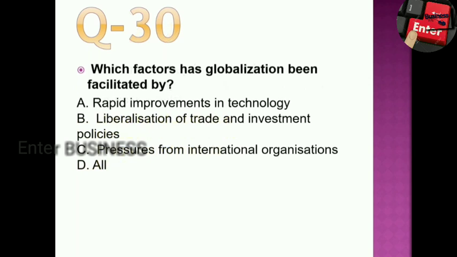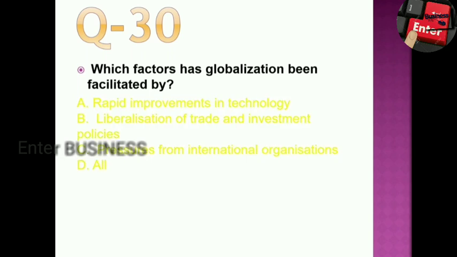And the last one is, which factors has globalization been facilitated by? Option A, rapid improvements in technology. Option B, liberalization of trade and investment policies. Option C, pressures from international organizations. And option D, all of the above statements. So the correct answer is option D, all of the above options.